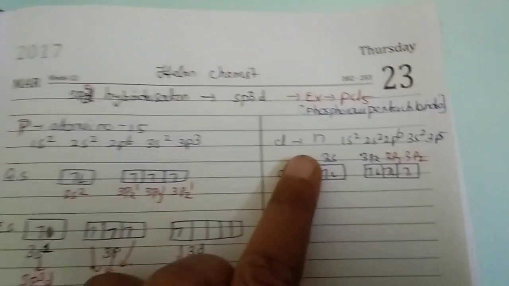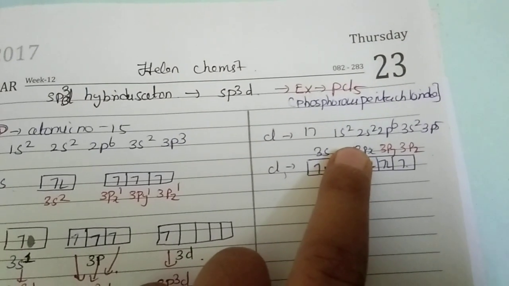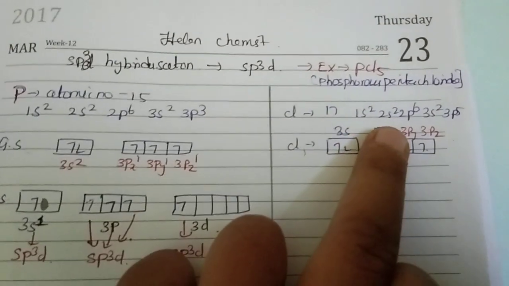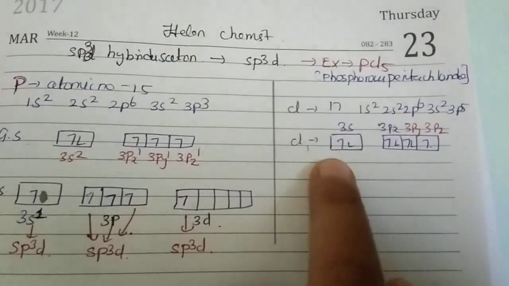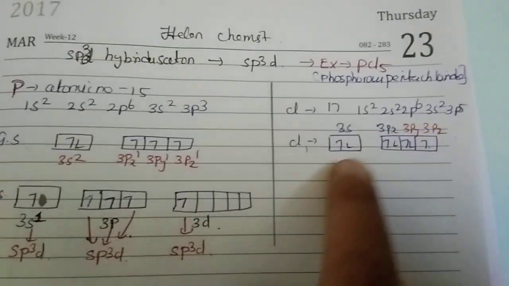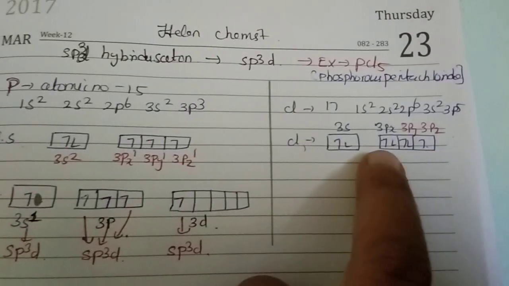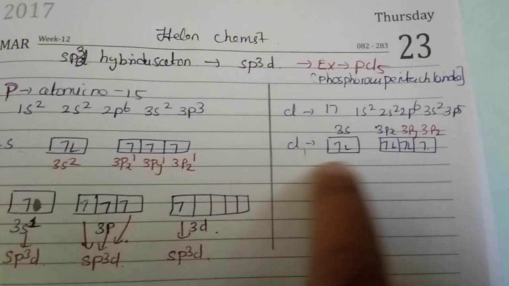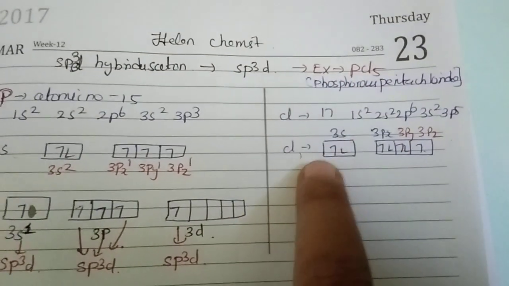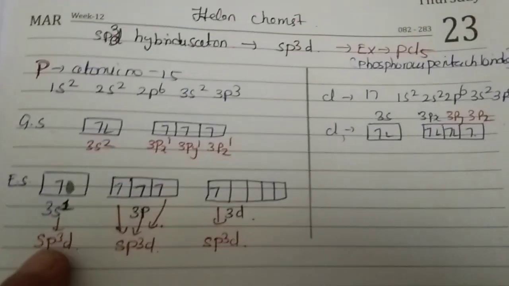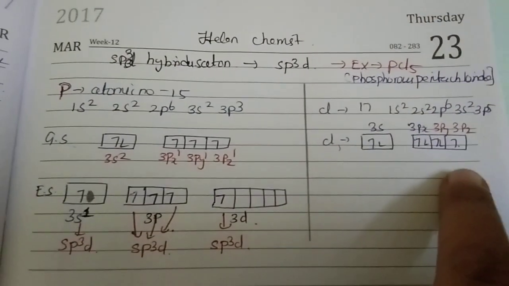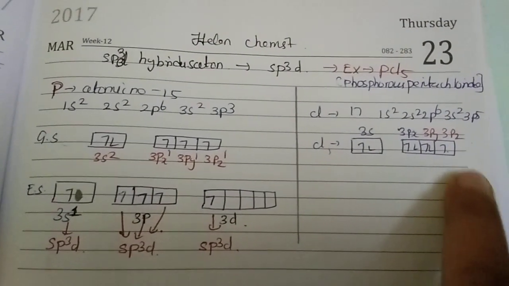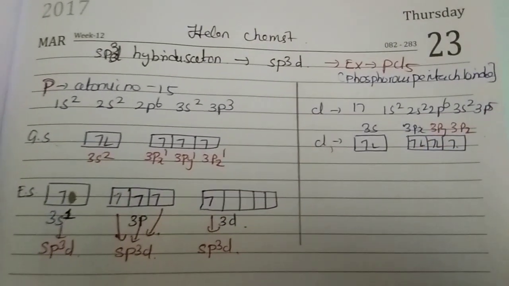Now chlorine, electronic configuration 1s2, 2s2, 2p6, 3s2, 3p5. So these are the orbitals. Chlorine: 3s2, 3px, 3py, 3pz, 5 electrons. You have to write like this for the remaining 4 chlorine atoms. So now the sp3d hybridized orbitals of phosphorus overlap with the 3pz orbitals of 5 chlorines, forming the structure. Okay, see the structure.